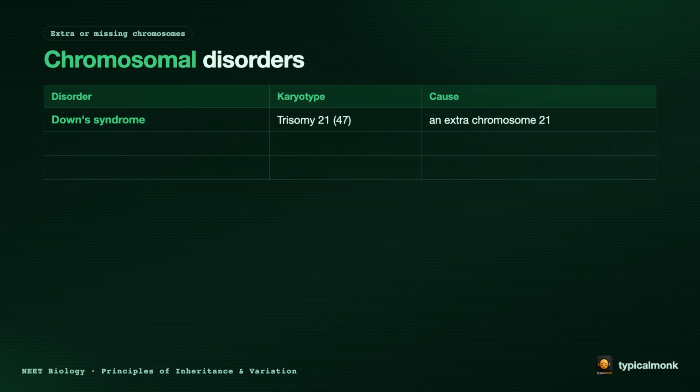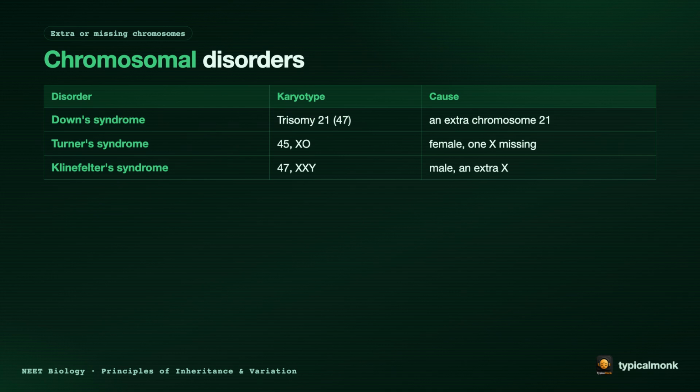Now, the disorders of extra or missing chromosomes. Look at this table. Down syndrome, trisomy 21, that is 47, an extra copy of chromosome 21. Turner syndrome, 45 XO, a female missing one X. Klinefelter syndrome, 47 XXY, a male with an extra X.